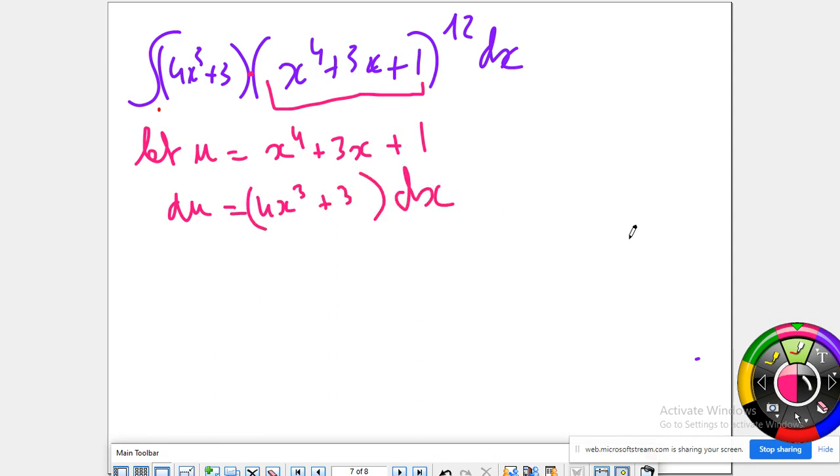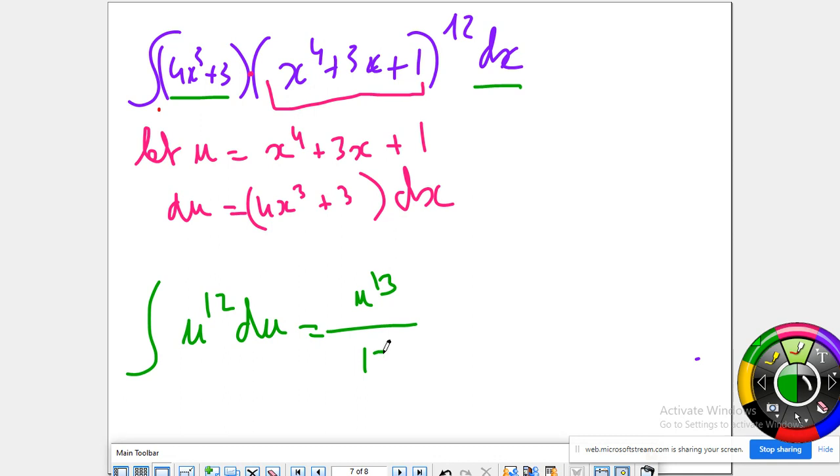And then I replace, going up. Instead of this one I put u to the 12, and instead of 4x cubed plus 3 dx what I need to put is du. We got u to the 12 du, so we're back as if I'm saying x to the 12 dx. So it becomes u to the 13 over 13 plus c. And then I just replace again u by the value that I got, so 4x cubed plus 3 exponent 13 over 13 plus c.